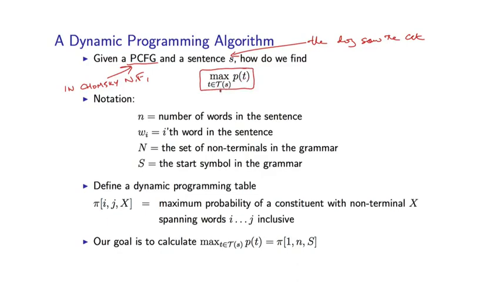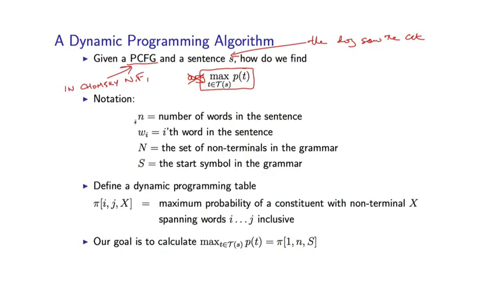Remember, T of S is the set of possible parse trees for our input sentence. Of course, what we really want to calculate is the argmax, which is the tree that actually achieves this max. We'll come back to that later though. First we'll just consider this problem of computing the maximum probability for any tree.